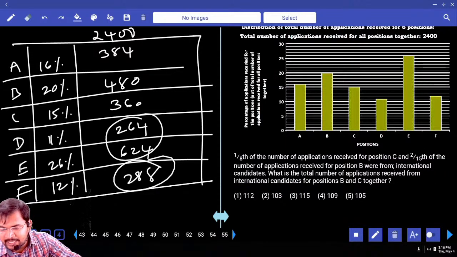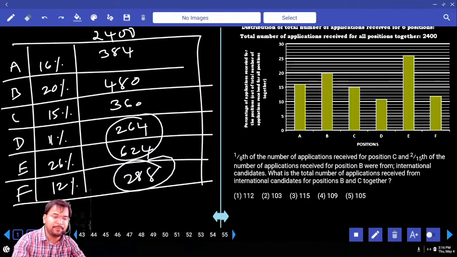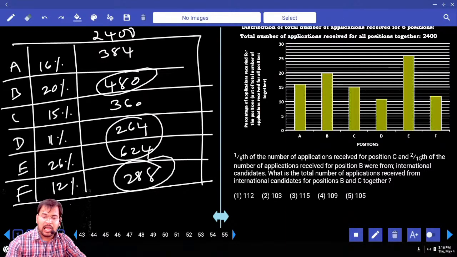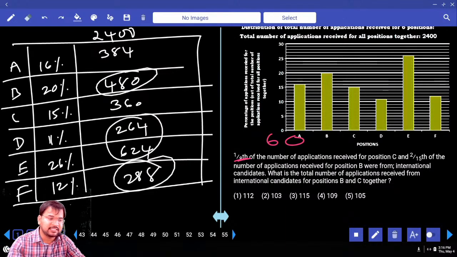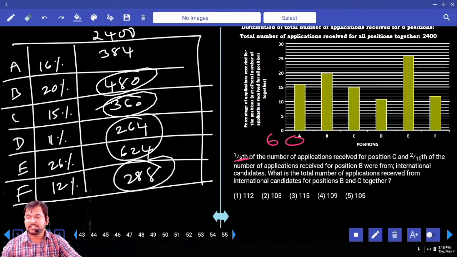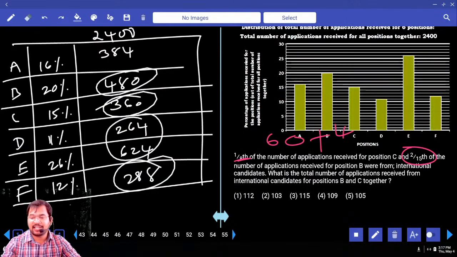1/8 of the number of applicants received from position C, 2/15 of the number of applicants received from position B were from international candidates. What is the total number of applicants received from international candidates for B and C together? First of all, B total is how much? Out of 480, 1/8 is nothing but 60. Next, C total is 360. We need 2/15. 15 how many times 360? 24 times. 2 times 24 is 48.